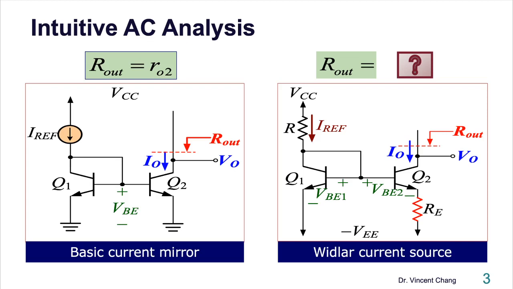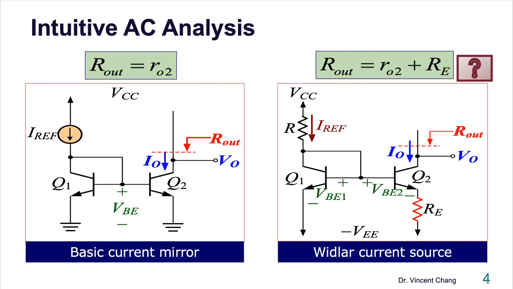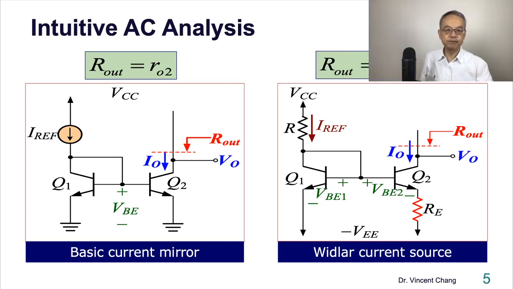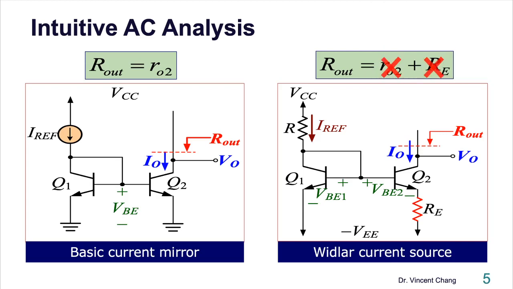Some students, based on intuitive analysis, may think this could be the answer: R2 plus RE. And I ask you, do you think this is right? Put down the answer. Do you think this is wrong? If you think this is wrong, also explain why this is wrong, what's the key point? The answer is wrong.